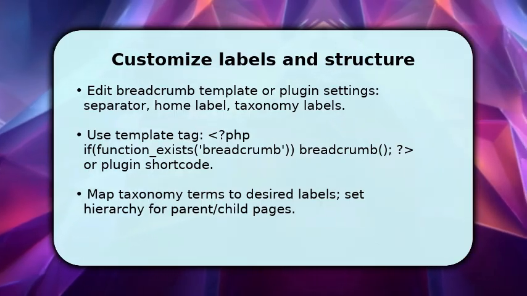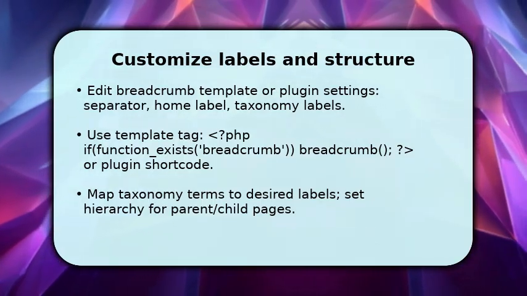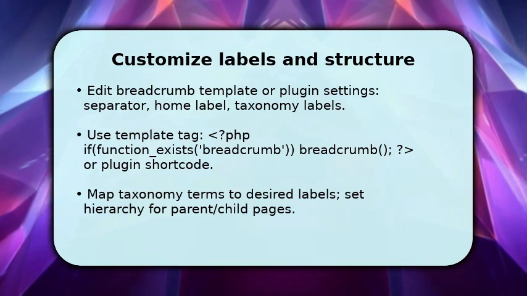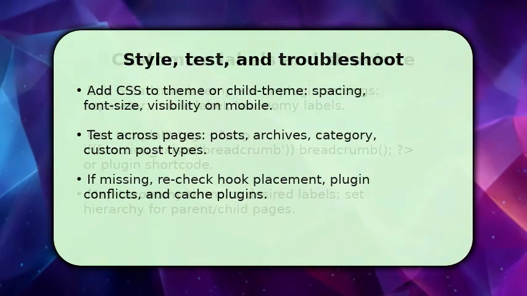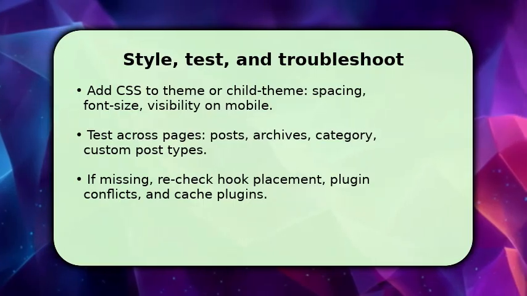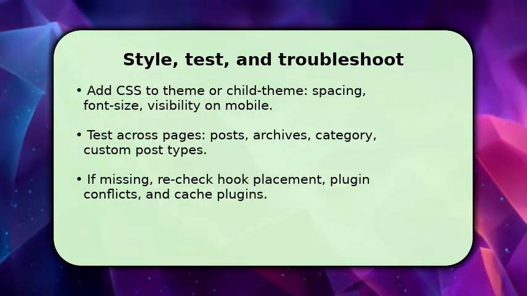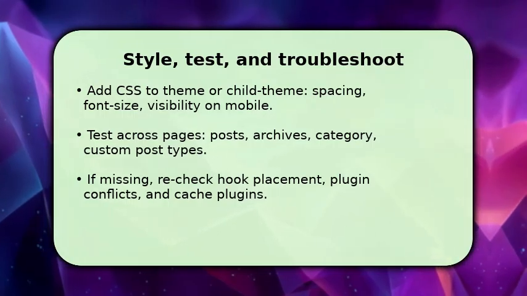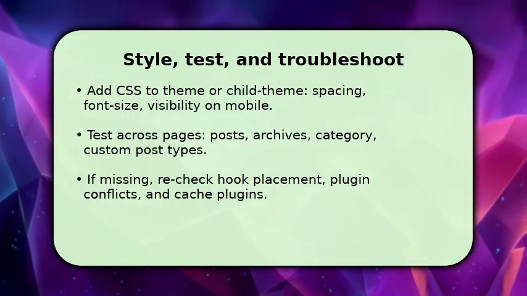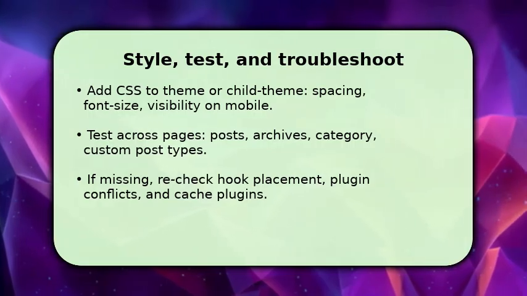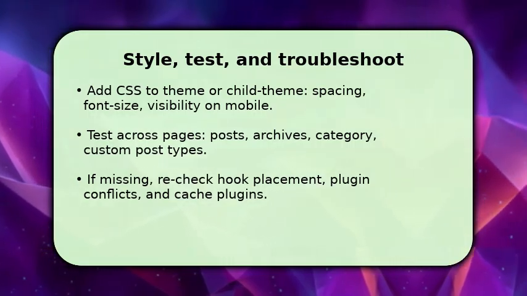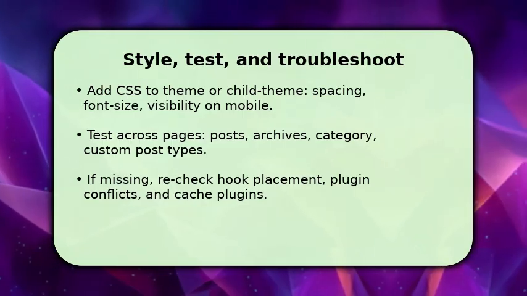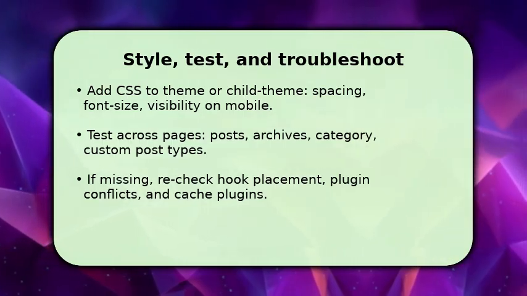Finish by styling and testing so breadcrumbs behave consistently. Inject CSS into your child theme to adjust spacing, color, and mobile visibility. This improves usability. Then systematically browse posts, archives, categories, and any custom post types to verify correct hierarchy and labels. If breadcrumbs disappear or show wrong links, clear caches and disable other plugins to find conflicts. And make sure the template tag.